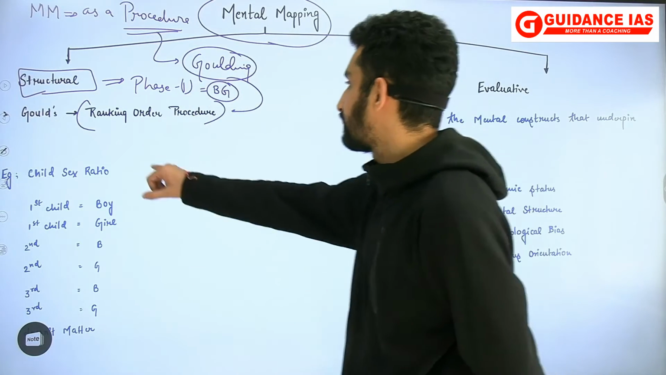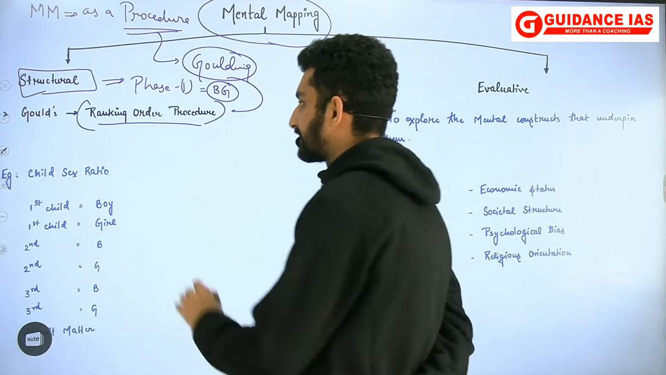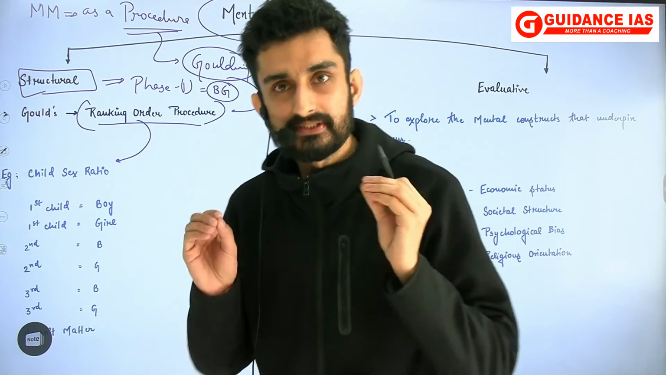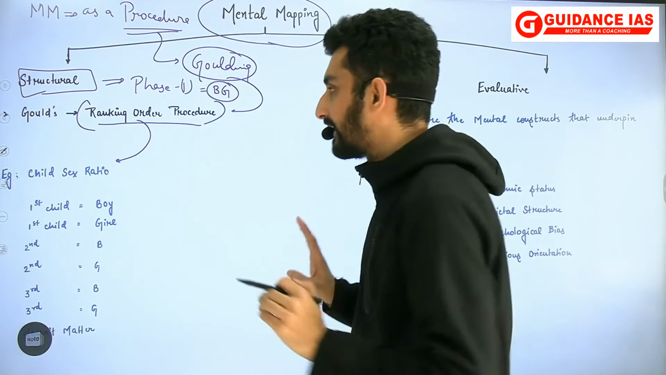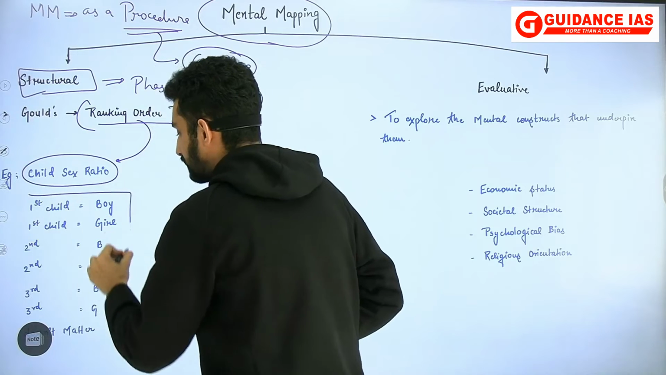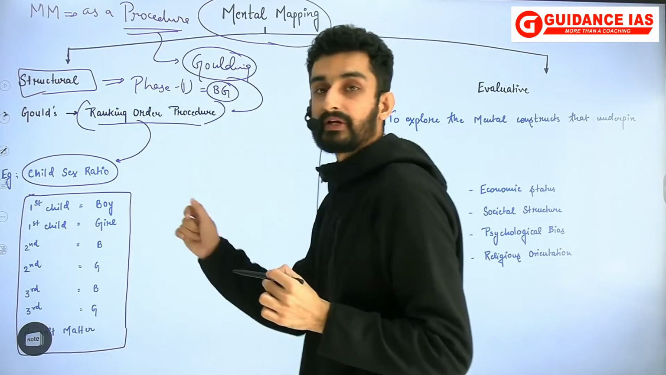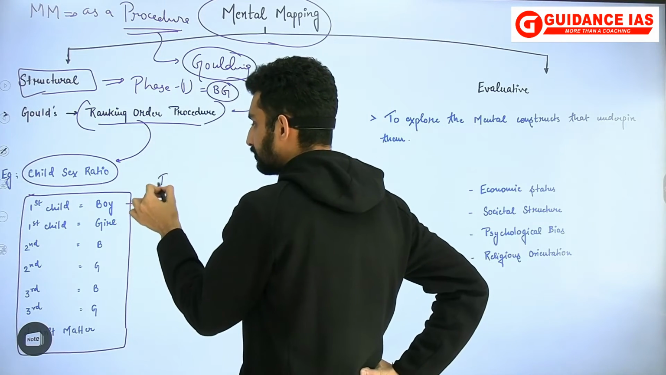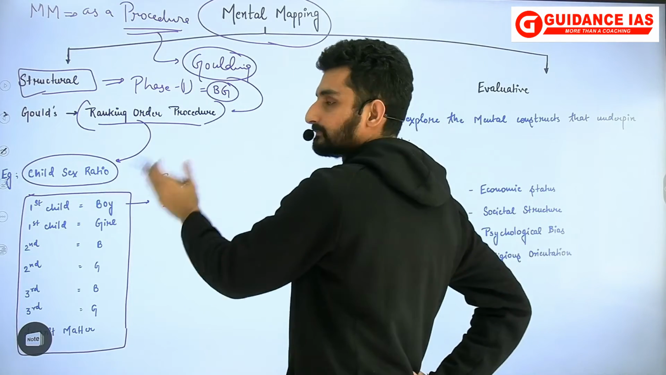So Golledge gave here the ranking order procedure. Again, I am explaining this: what does the ranking order procedure say? That individuals and people are given a list of choices, and from those list of choices, people have to rank their choices. For example, we take the example of child sex ratio, and individuals are given a list of choices to mark or give priority or give rank to their choices. So let's say individual 1 has given first rank to the preference of first child as boy.